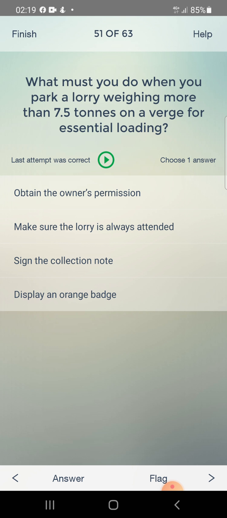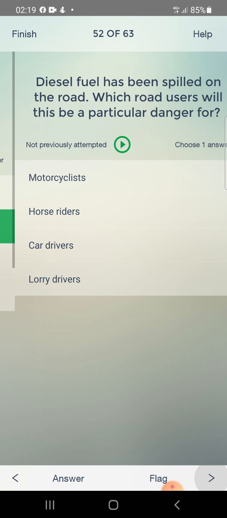What must you do when you park a lorry weighing more than 7.5 ton on a verge for essential loading? Obtain the owner's permission, make sure the lorry is always attended, sign the collection note, display an orange badge. Second, make sure the lorry is always attended.